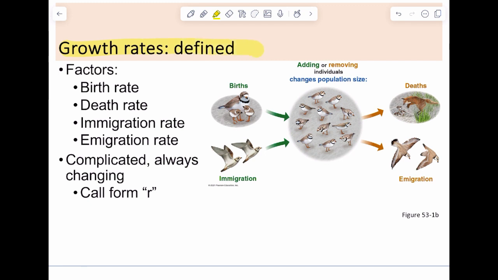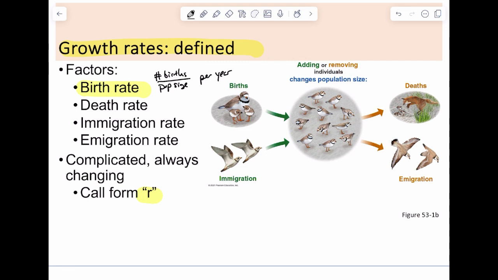When we look at populations, one of the big things that we have to worry about is a growth rate. So what are the things that go into growth rates? We define growth rate as a little r. That's the symbol that we use. What we have to take into account are birth rates, meaning typically the number of births per population size, like per 100,000, per year or per month or per whatever. So it's births per amount of population per amount of time.